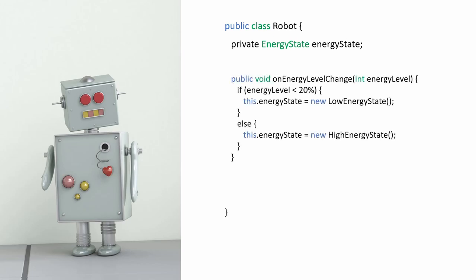When the robot detects that its energy level changes, it sets the state accordingly. The last piece of our implementation is that when the robot wants to move, it simply calls the move implementation of its current state, whether it is high or low. It doesn't have to check all possible cases one by one through a big if-else statement.